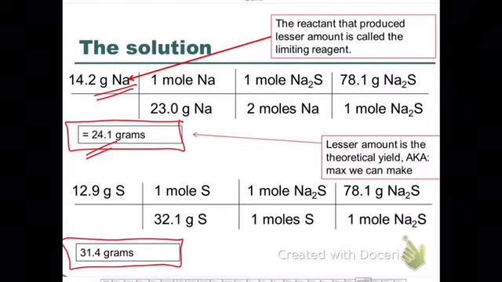Now what that means is that the 12.9 grams of sulfur, we used some of it, but there is still a little bit of sulfur that is not fully reacted left over when the reaction stops. The 14.2 grams of sodium is completely gone. All right, so if we were to look at whatever's left in the container, we'll have a little bit of sulfur left over, and we will have 24.1 grams of sodium sulfide.